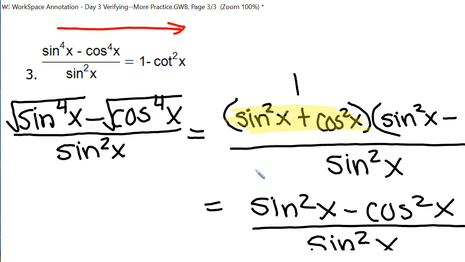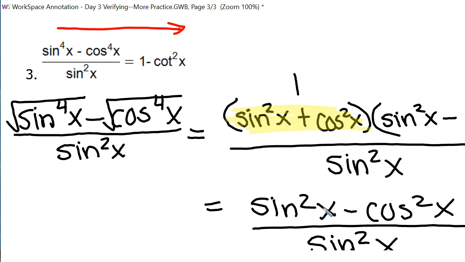Now, looking at my fraction, I only have one fraction. But if you notice, our answer has how many terms in it? 2. So if your answer has 2 terms, but you only have one fraction, split up your fraction. If I split up the fraction, that would be sine squared of x over sine squared of x minus cosine squared of x over sine squared of x. So split it up into 2 fractions if your answer has 2 terms.